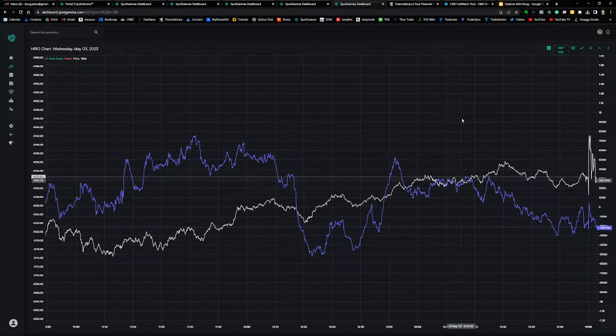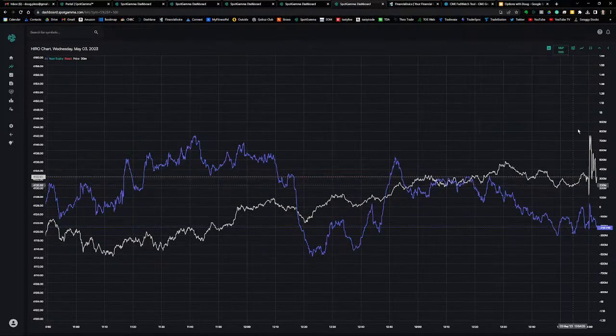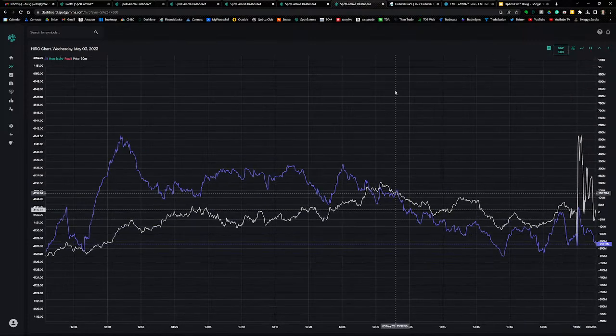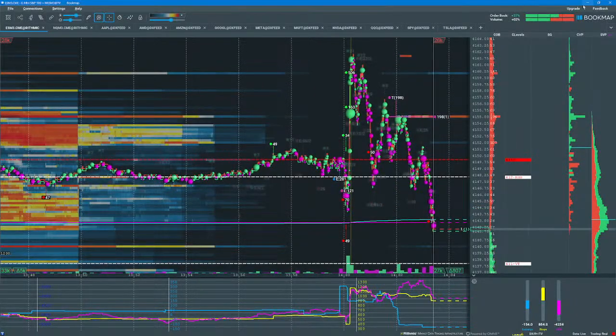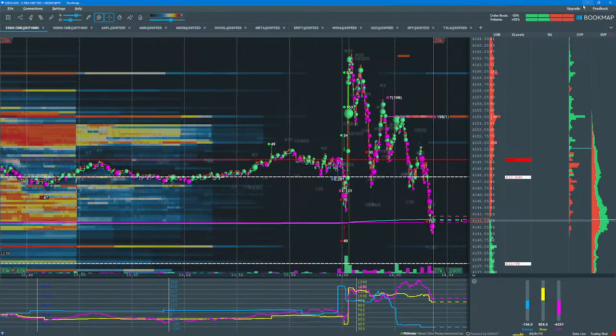They're taking negative delta positions. Actually, they're buying calls and buying puts. The put buyers are winning. And now price is moving lower.